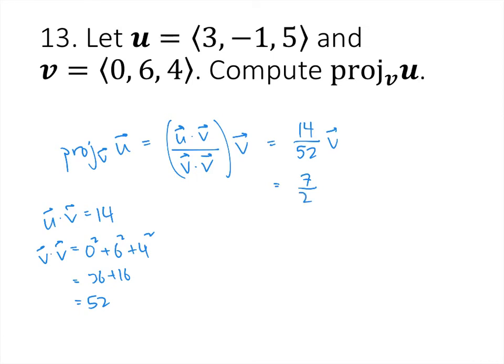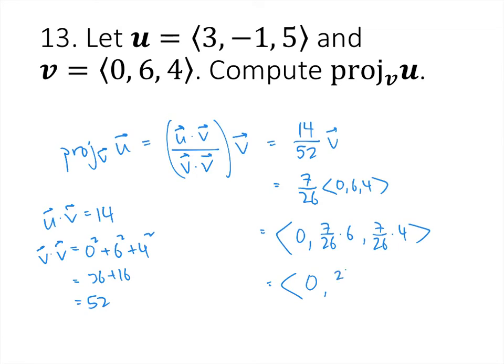That reduces to 7 over 26, and v is 0, 6, 4. So that's 0, 7/26 times 6, 7/26 times 4. And again, we can simplify this a little bit. 0, 7 times 6 over 26, that's 42 over 26, which reduces to 21 over 13. And 7 over 26 times 4 is going to reduce to 14 over 13. And so that is our projection.